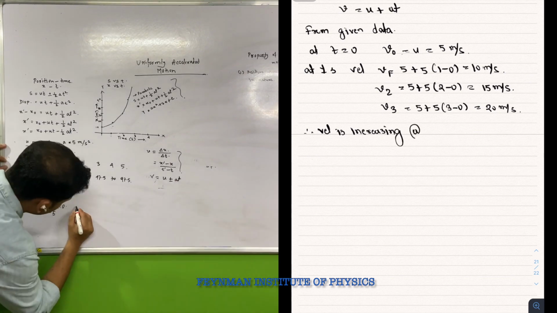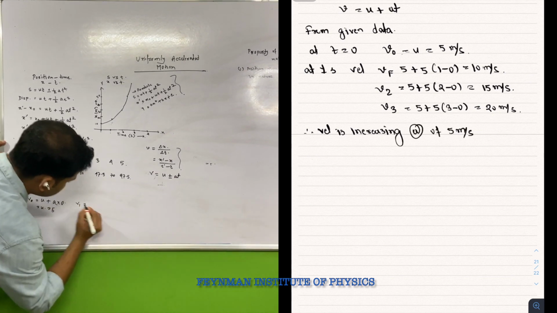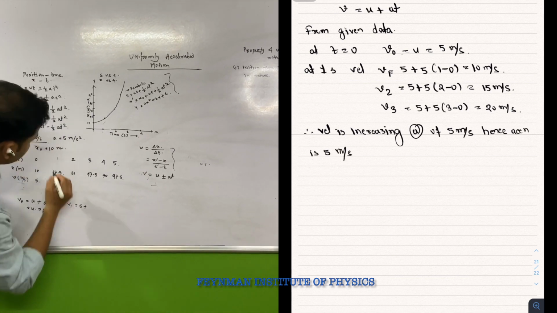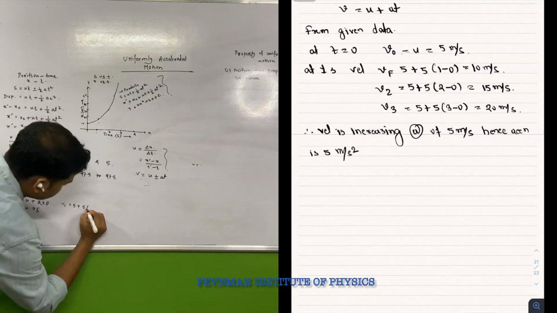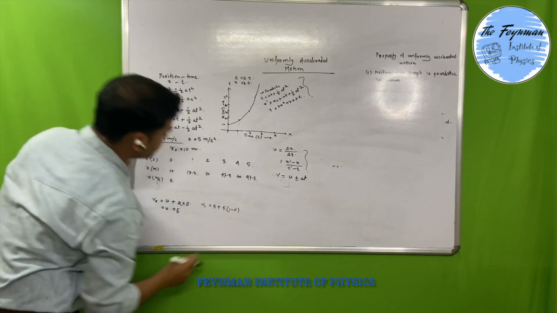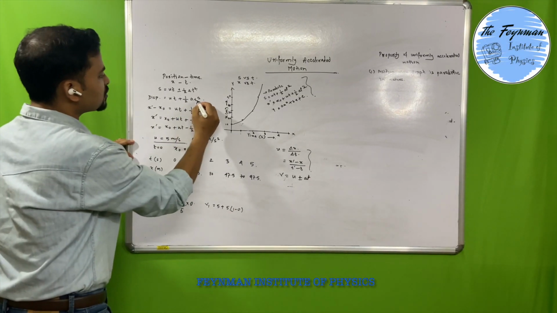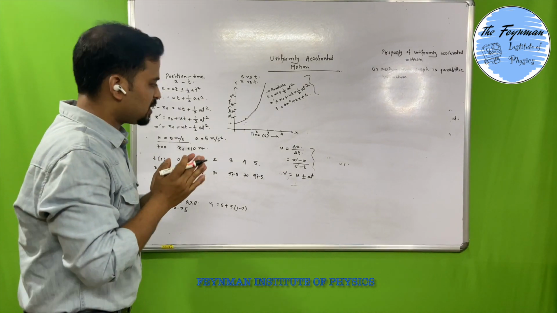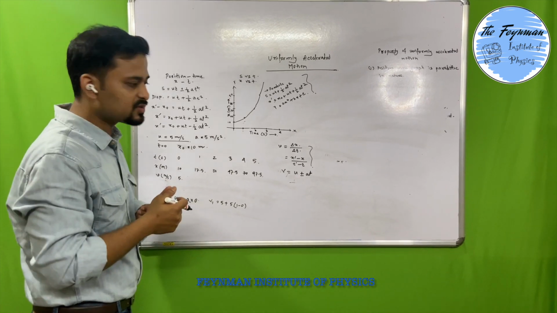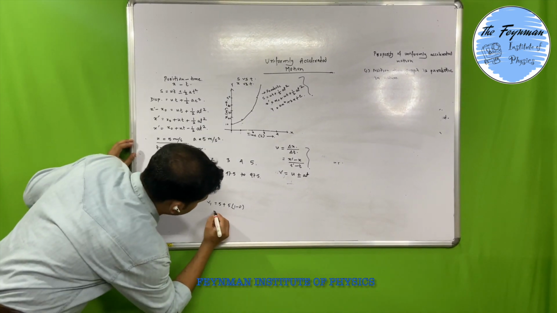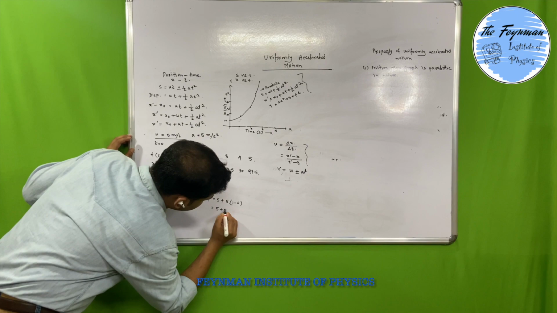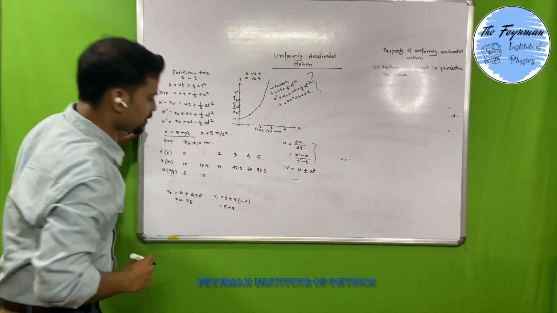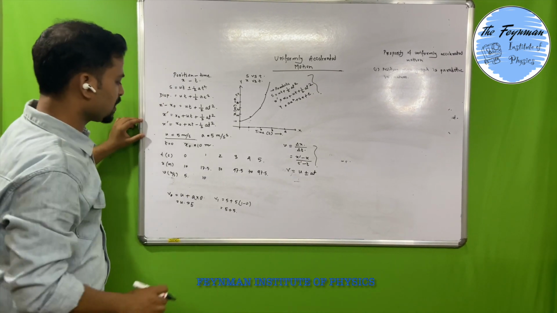Now at 1 second we need to find the velocity. So v1 is equal to u, which is 5 meter per second, plus acceleration, which is again 5, and this time interval is 1 minus 0. Actually, in this equation this t is not t, it denotes delta t, that means change in time. So v1 is equal to 5 plus 5, so you will get a velocity of 10 meter per second at 1 second.